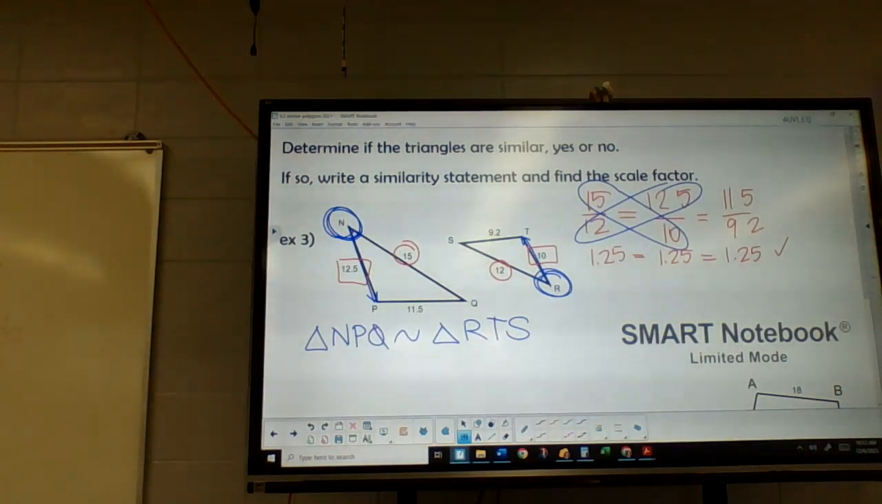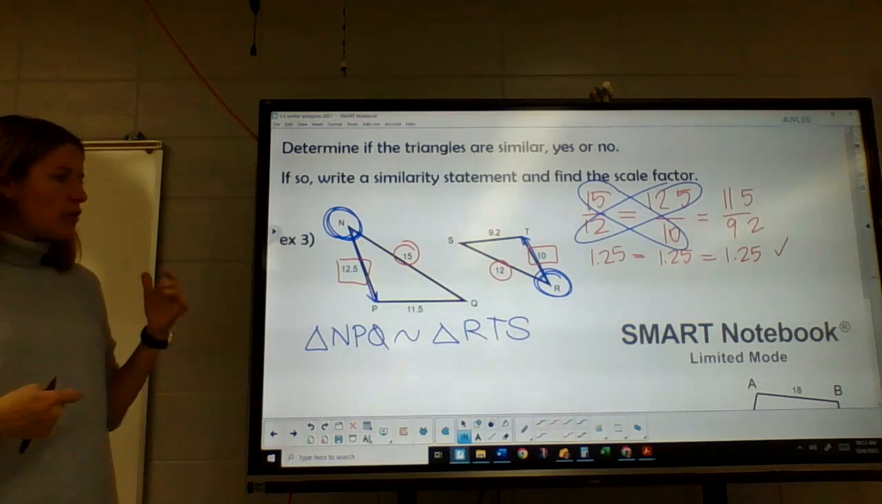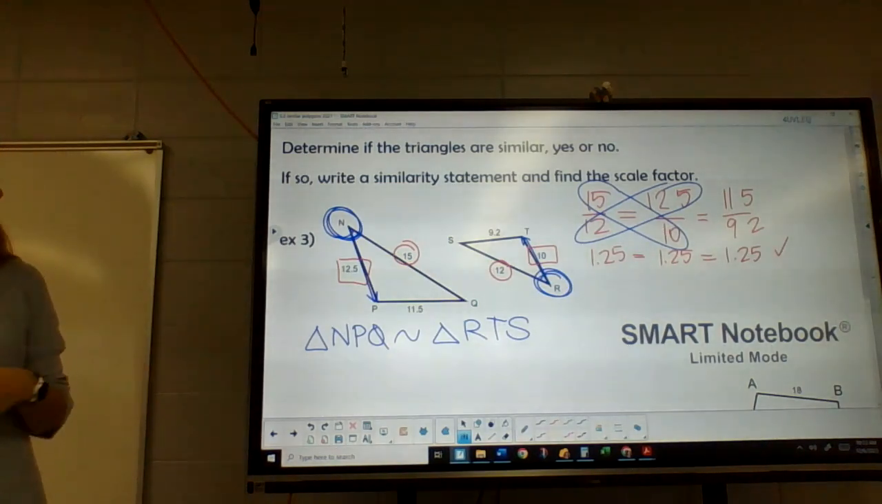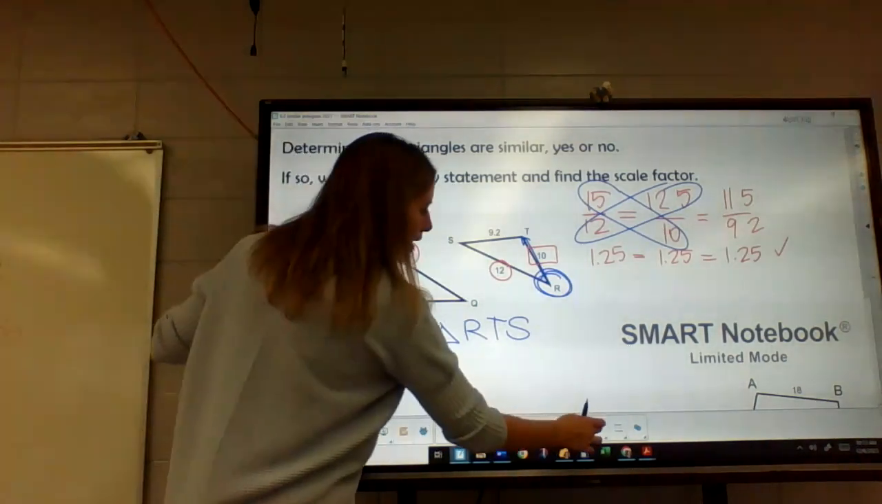Now, if you called something different to begin with, if you didn't call it NPQ, let's say you got crazy and changed the letters' order, you'd still have to make sure it matches up. So those letters have to go together. So this would be our similarity statement. And then the last thing is the scale factor.